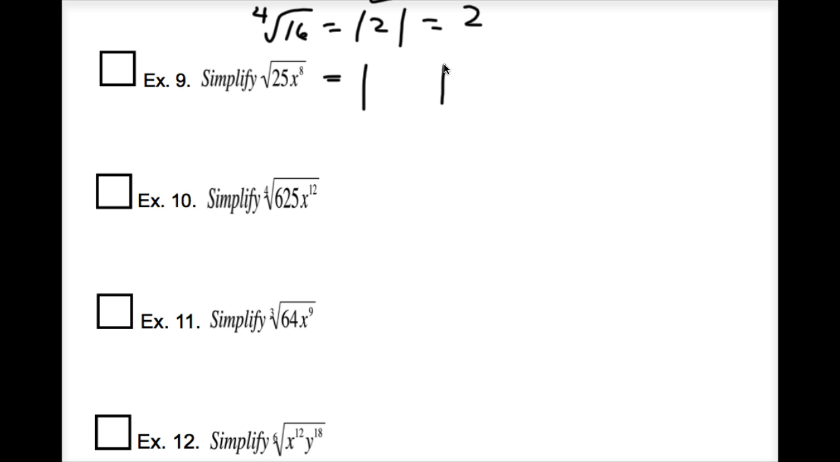And I'm just going to square root each of those. What's the square root of 25? Well, that's 5. What's the square root of x to the 8th? Well, that's a little different. When you square root something, you can take things out in pairs. Like if I asked you to do the square root of 5 squared, you should say that's 5, because you have a pair of 5s.